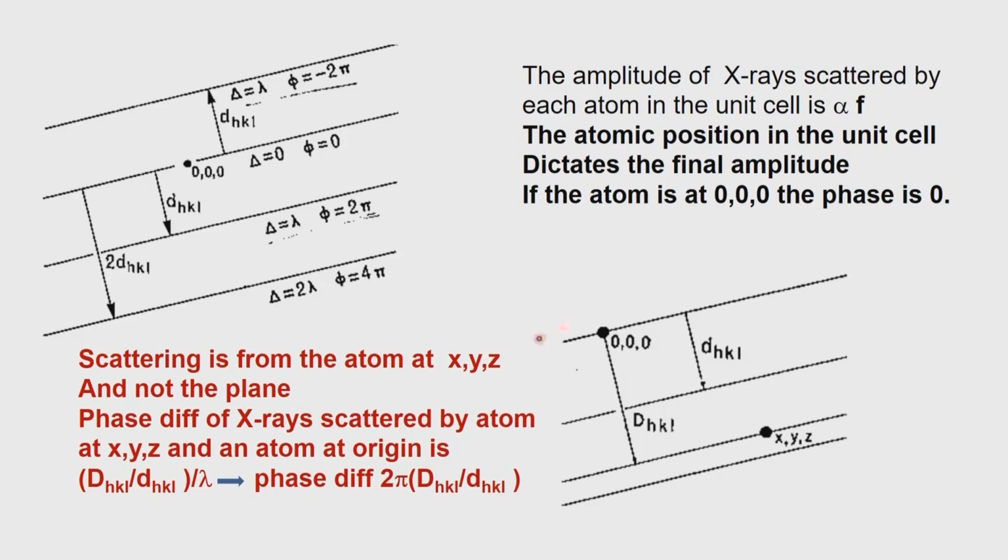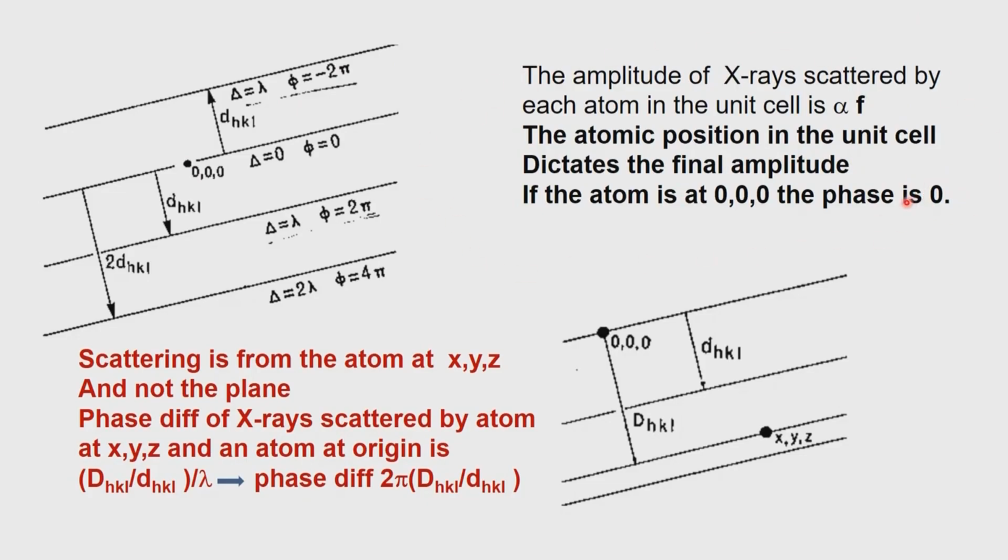Now, the thing which we have to notice is that the amplitude of X-ray scattered by each atom in the unit cell is proportional to F. So, each atom, the amplitude of X-ray scattered is proportional to F, and therefore, it depends upon the scattering angle. As we go to higher and higher angles of scattering from 0 0 0, the value of F falls with respect to sin theta by lambda. The atomic position in the unit cell dictates the final amplitude. If the atom is at 0 0 0, the phase is 0. Okay. So, this is a point which one should remember.